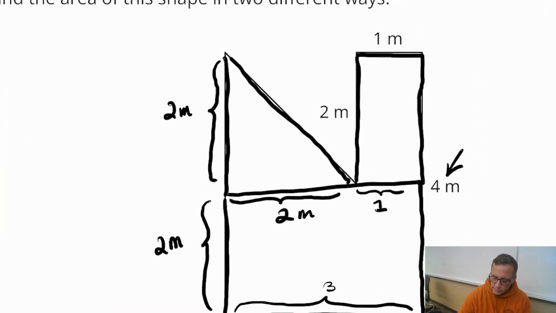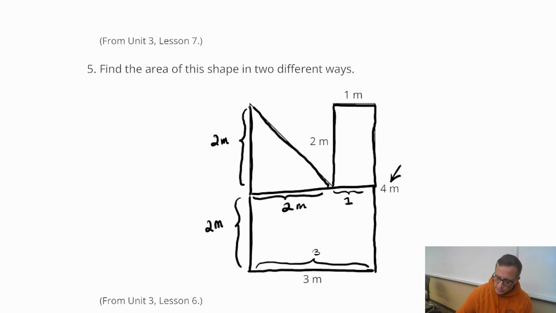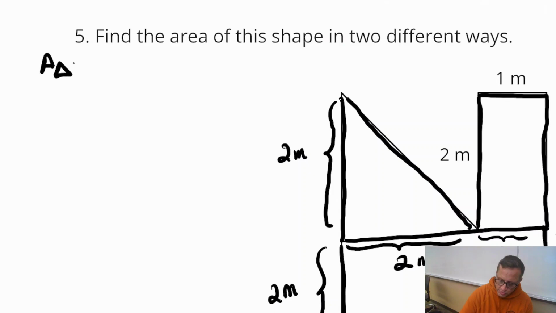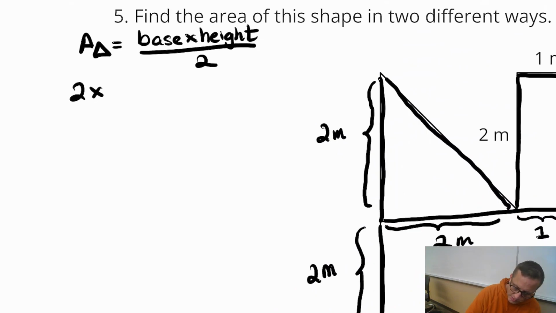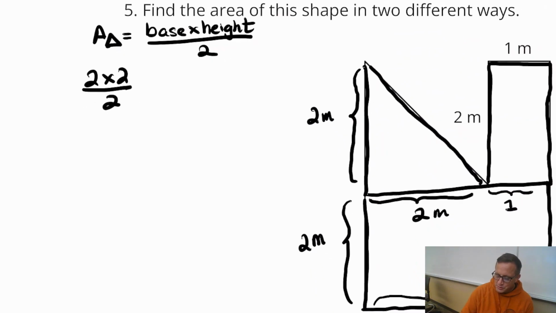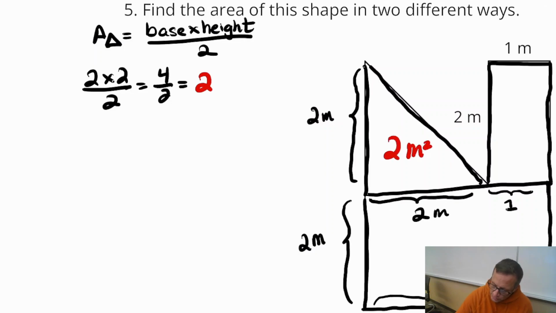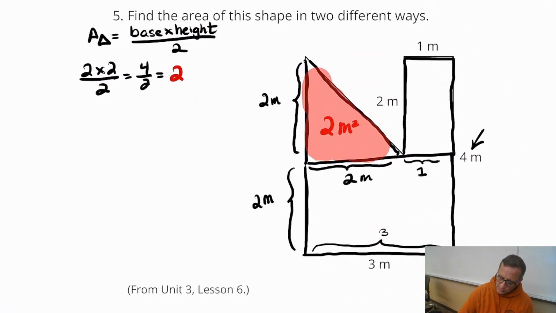So the area of a triangle, I'm going to write down the formula for it. Area of a triangle is base, the one that you always prefer using, base times height divided by 2. So for that one, we're going to do 2 times 2, lots of 2's here, divided by 2. 2 times 2 is 4, and 4 divided by 2 is 2. So that's got an area of 2 square meters right there.